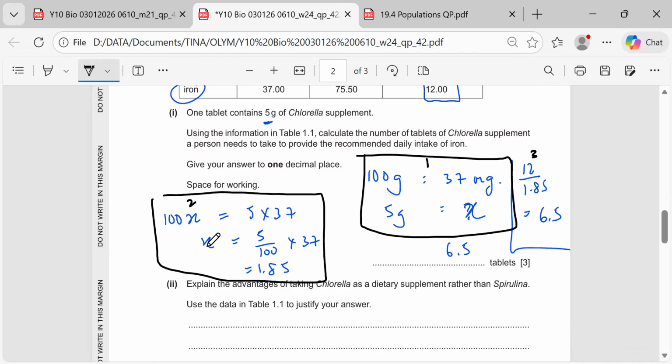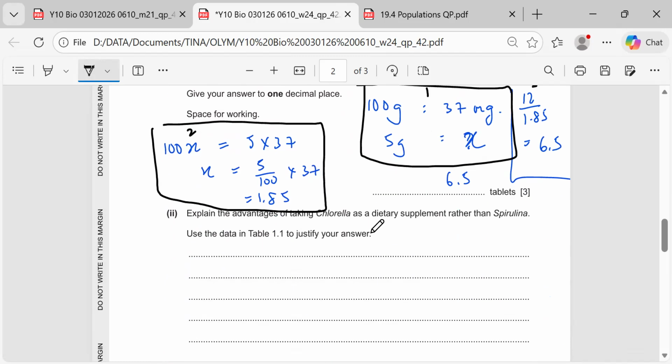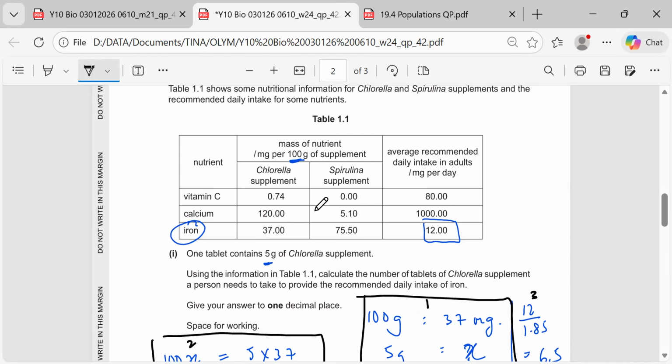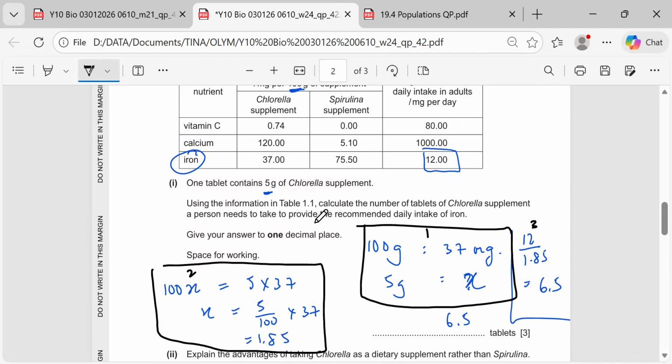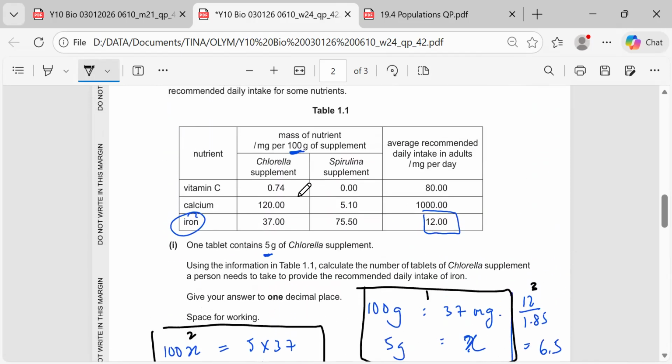Okay, let's continue. Explain the advantages of taking chlorella as a dietary supplement rather than spirulina. It has higher amounts of iron, and higher amounts of calcium. For 4 marks, you must say what it has more of and what it has less of.